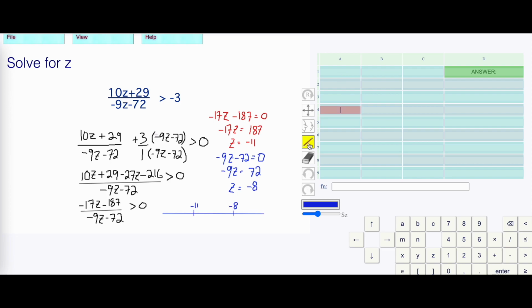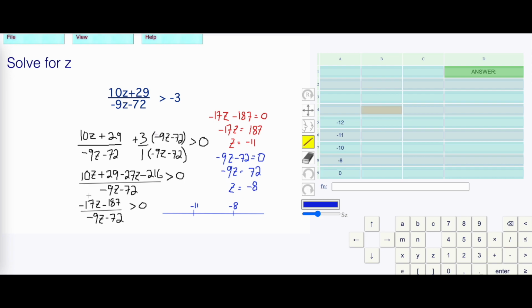Something like this. Instead of saying numbers that are less than negative 11, I'm going to pick a number that's less than negative 11, it's a little bit easier, like negative 12. And then equal to negative 11, I'm going to pick negative 11. And then between negative 11 and negative 8, I don't know, negative 10. Then equal to negative 8 is negative 8. And then I'm going to pick a number that's bigger than negative 8, like 0.